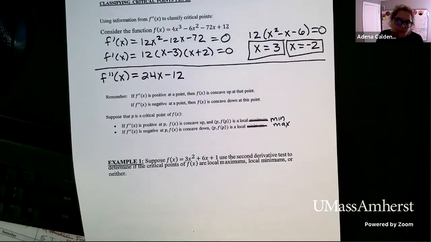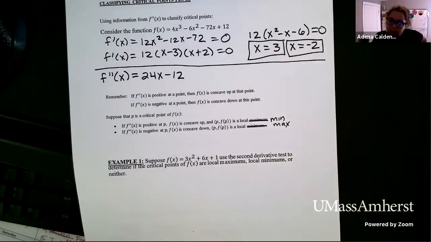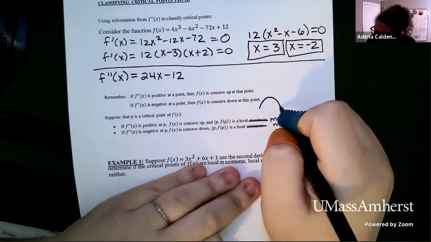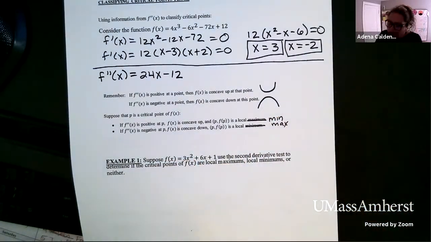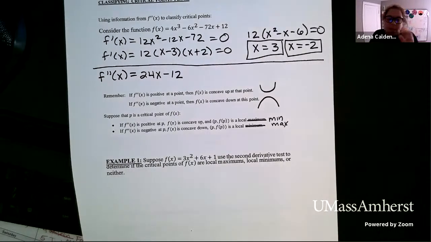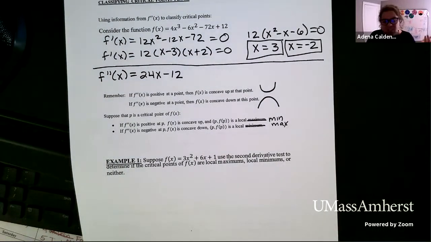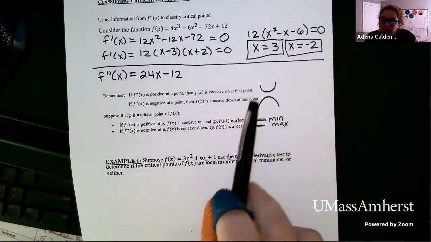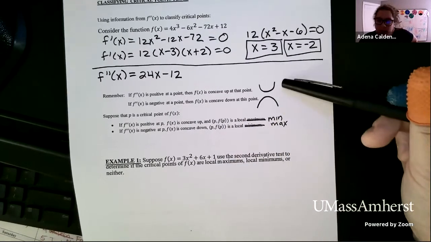What I want to remind you is that if the second derivative is positive at any point, we know that it's concave up at that point, back from when we looked at concavity in chapter 2. And if the second derivative is negative at a point, that means it's concave down at that point. So what that does for us is we can plug our critical point into the second derivative and figure out the concavity of the original function, which will tell us if it's a max or a min.